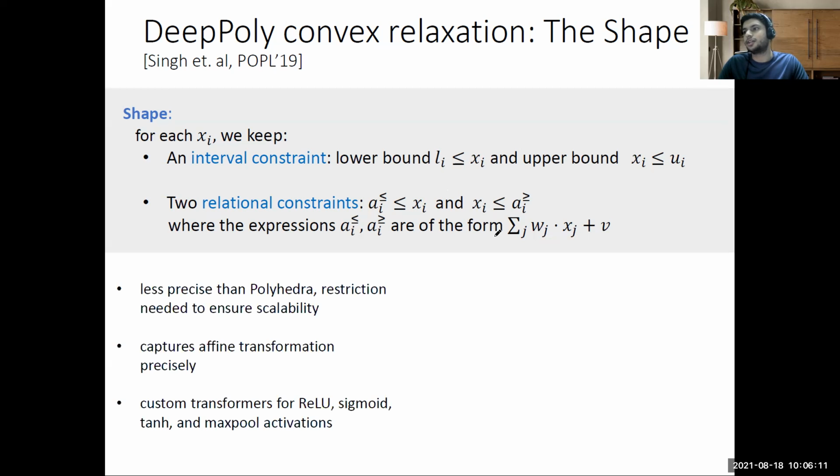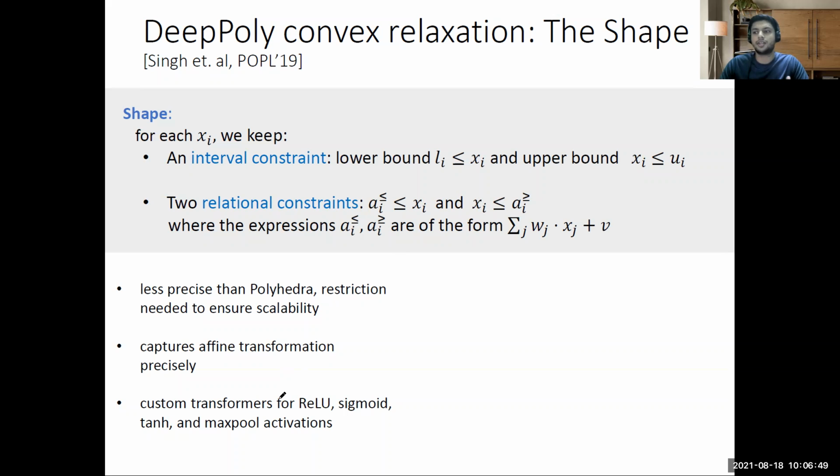Moving forward, deep poly is a kind of limited version of polyhedra, and we are not moving towards full polyhedra because they are not scalable. So we are finding some way in which we can scale things as well as stay precise. As in the case of zonotope, deep poly also captures the affine transformation precisely, but it loses precision in case of ReLU. And as with other shapes, we have to define the custom transformers for ReLU, sigmoid, max pool, and tanh.